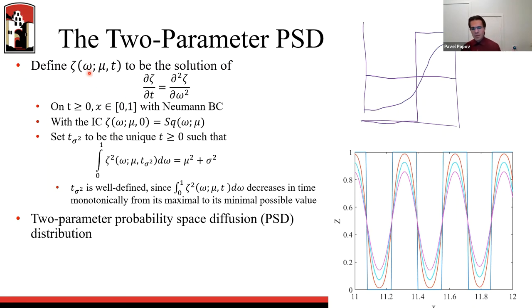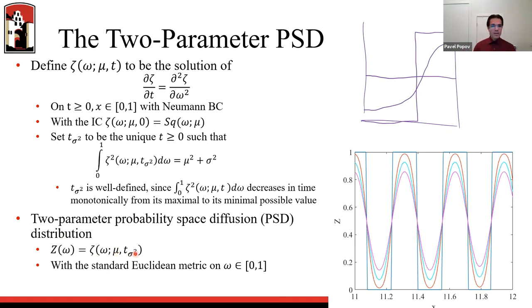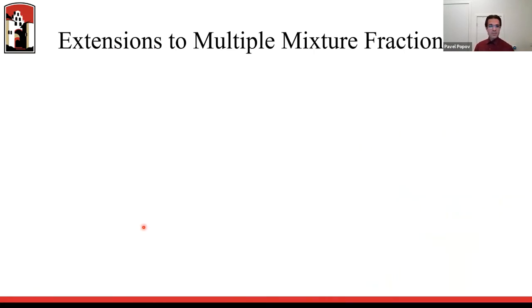Okay, and with this zeta function defined as follows, we are ready to define our two-parameter probability space diffusion distribution. Basically, we'll just say that the PSD distribution is defined by saying that the mixture fraction as a function of omega is going to be equal to the zeta function as a function of omega for the appropriate mean and variance. And here, of course, omega is going to be uniformly distributed between zero and one. So it's going to be a distribution of this function seen as a random function of omega with the standard Euclidean metric.